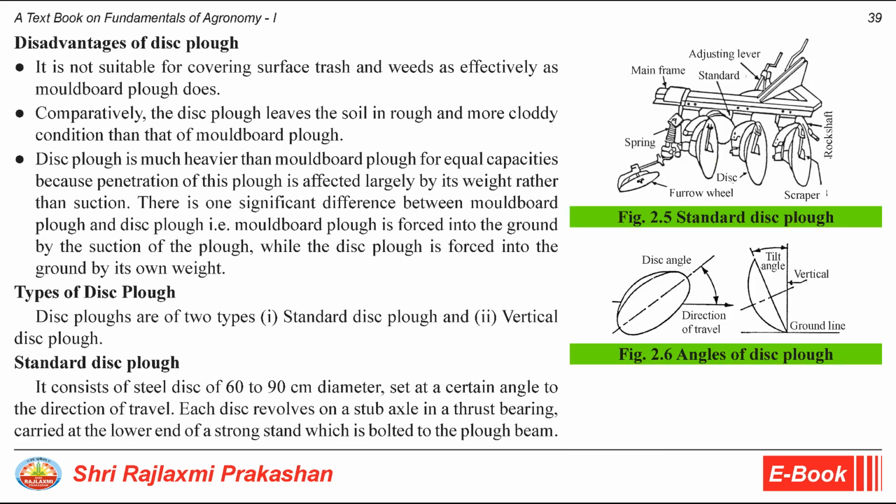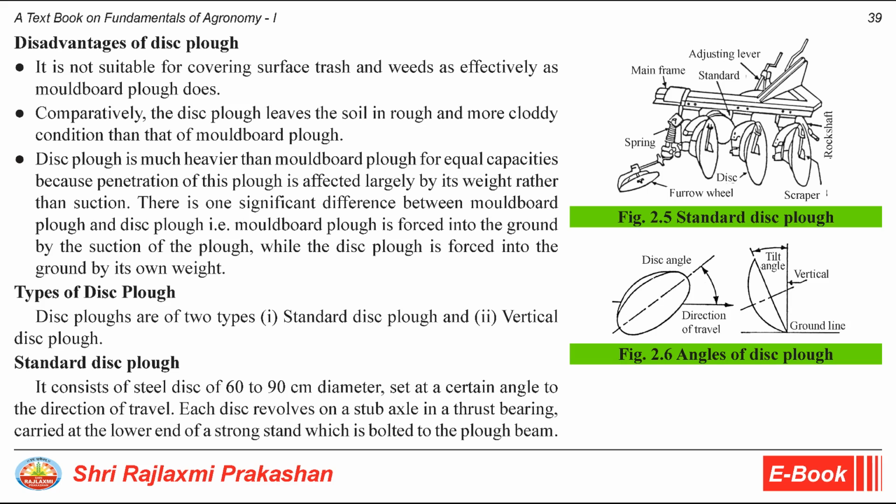Disadvantages of disc plough. It is not suitable for covering surface trash and weeds as effectively as a mould board plough does. Comparatively, the disc plough leaves the soil in a rough and more cloddy condition than a mould board plough. A disc plough is much heavier than a mould board plough for equal capacities because penetration of this plough is affected largely by its weight rather than suction. There is one significant difference between the mould board plough and the disc plough: the mould board plough is forced into the ground by the suction of the plough, while the disc plough is forced into the ground by its own weight.